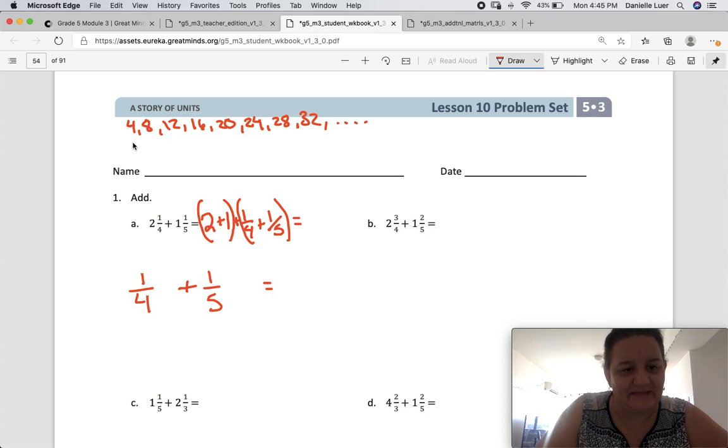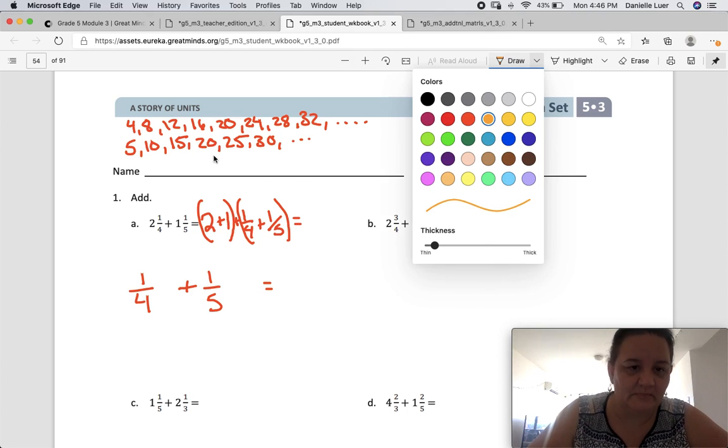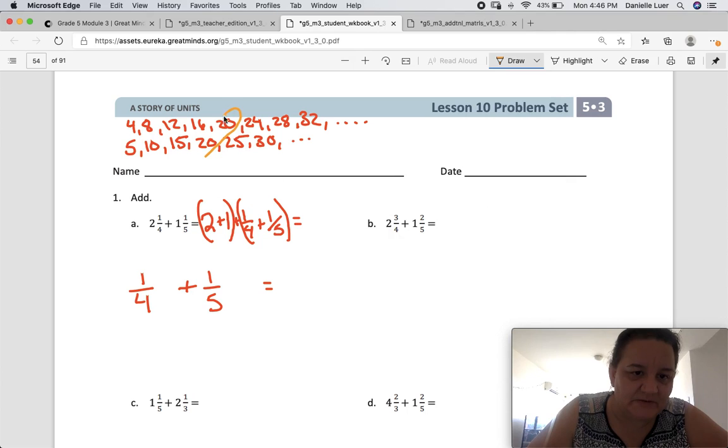And then I have to skip count 5, so 5, 10, 15, 20, 25, 30, okay, and I can also go on in there, but I already see that I have a common denominator. So I'm going to circle that, 20. That's my common denominator, okay?